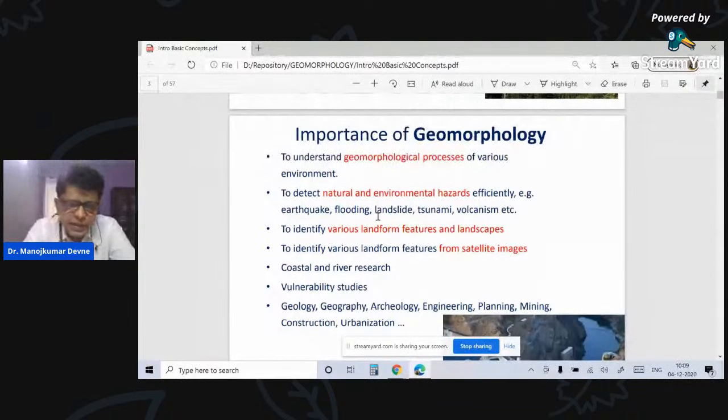Then coastal and river research also. Geomorphology is not exclusively related to land, but what water does on land is also of equal importance. So that is also something that we do in geomorphology. Then vulnerability studies, for example with regard to earthquakes: which areas are vulnerable to earthquakes, and how much would be the impact, is something that needs to be done here. And then it includes geology, geography, archaeology, engineering, planning, mining, construction, urbanization. All this is a part of it.